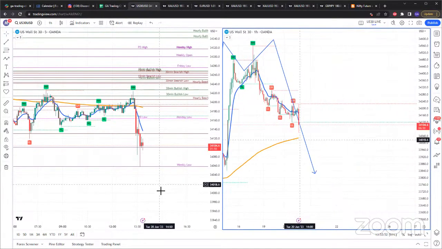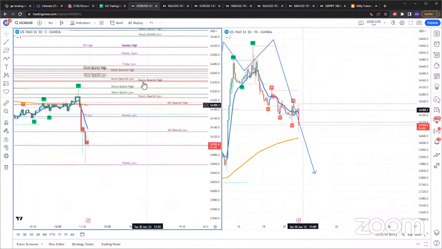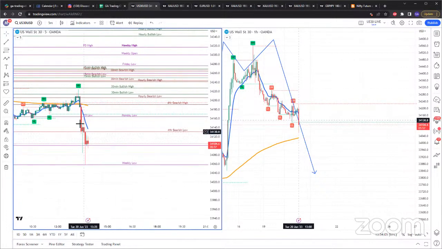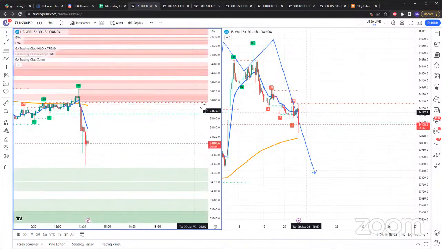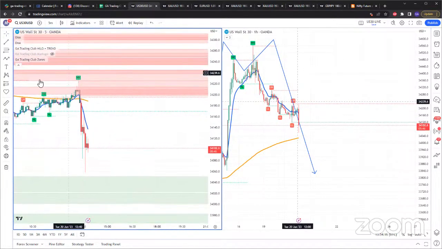But right now, I'm not really seeing any trade to take for US30. You can see US30 is coming off of, actually, wait a minute. We have an hourly bearish high, hourly bearish low. We also have a 4-hour bearish high, 4-hour bearish low. And actually, there was a trade right here for US30, but give me 1 second. Let's see what we are. So US30 is coming from a supply zone.